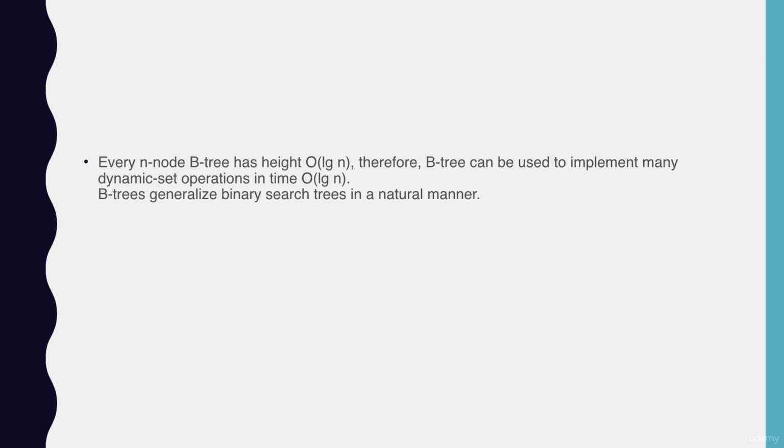Every n-node B-tree has height of order log n. Therefore, a B-tree can be used to implement many dynamic set operations in time of order log n. B-trees generalize binary search trees in a natural manner. If a B-tree node x contains n[x] keys, then x has n[x] plus 1 children.